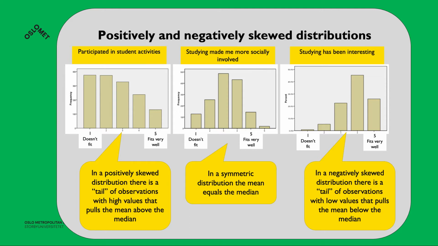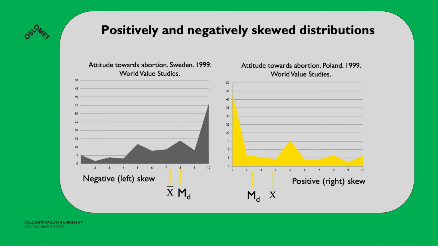Let's look at two examples of a really positively and negatively skewed distribution. Well, here are attitudes toward abortion in Sweden and Poland in 1999 using World Values Study. One is that you are really negative toward abortion, and 10 is that you are really positive. And as we can see, in the Swedish distribution, the median is above the mean, thus it's a negatively or left skewed distribution, whereas in Poland the mean is above the median, thus it's a positively or right skewed distribution.